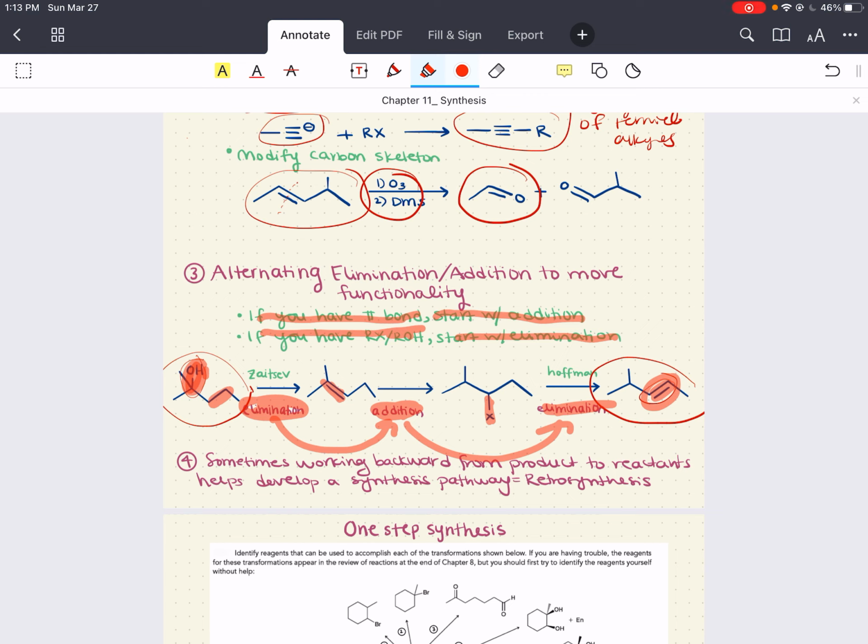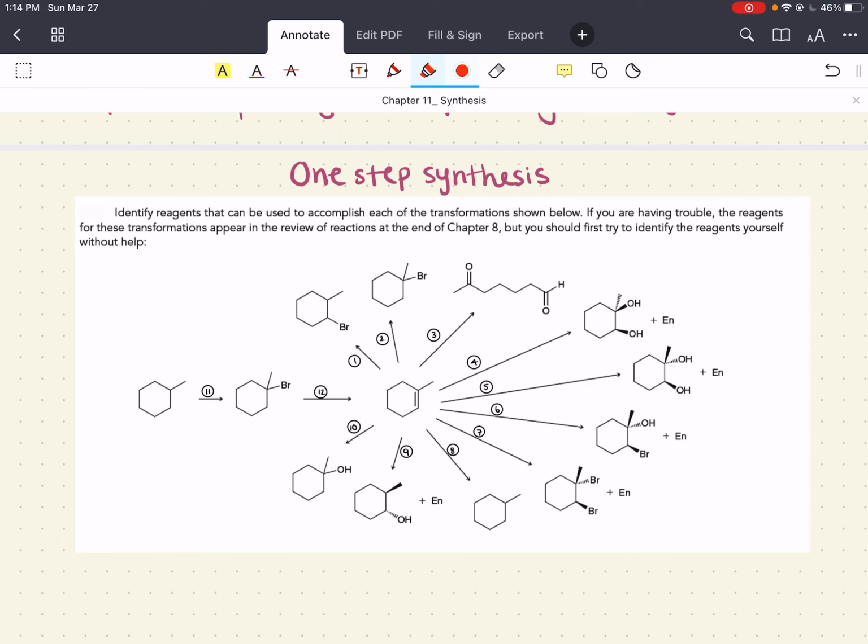And we'll see everything we've discussed here, every single thing, in some practice problems that we're going to do together right now. And we're going to start off easy. We're going to start off with one-step synthesis. Here we want to identify the reagents that can be used to accomplish each of the transformations shown below.